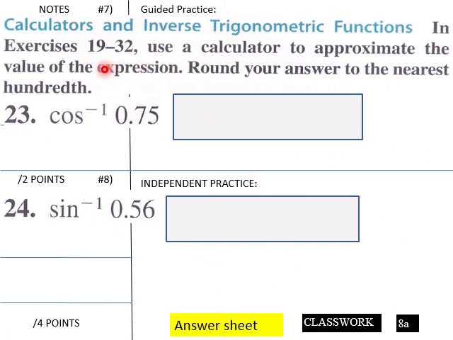So let's try these up here now. Using a calculator, cosine to the negative 1 of 0.75, you should get 0.72. And then down here, sine to the negative 1 of 0.56, you should get 0.59.